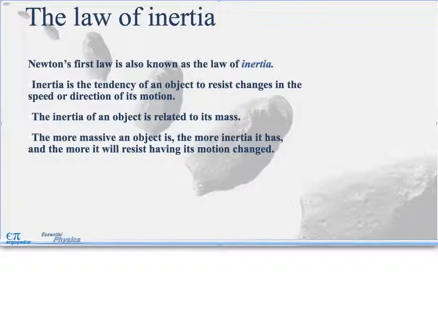The law of inertia. Newton's first law is also known as the law of inertia. Inertia is the tendency of an object to resist change in the speed or direction of its motion. The inertia of an object is related to its mass. The more massive an object is, the more inertia it has, and the more it will resist having its motion changed. This is the first law.